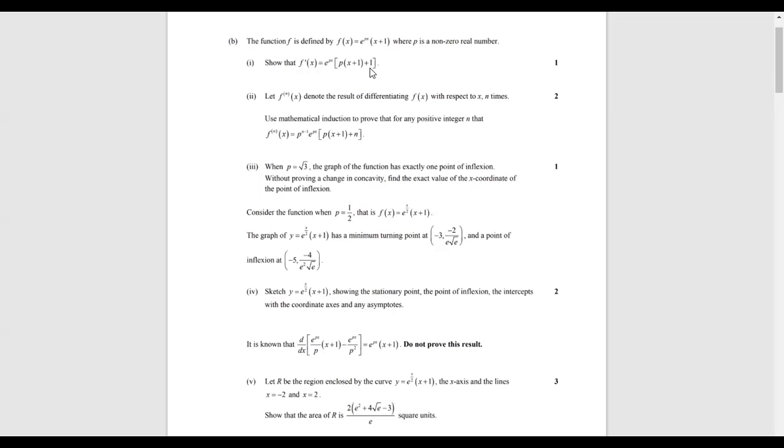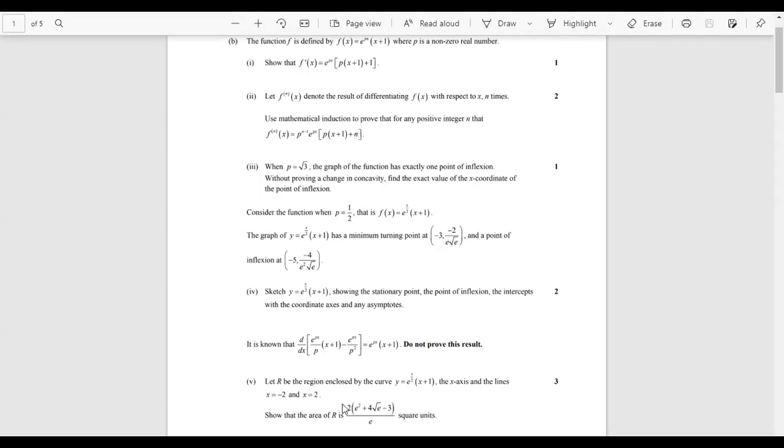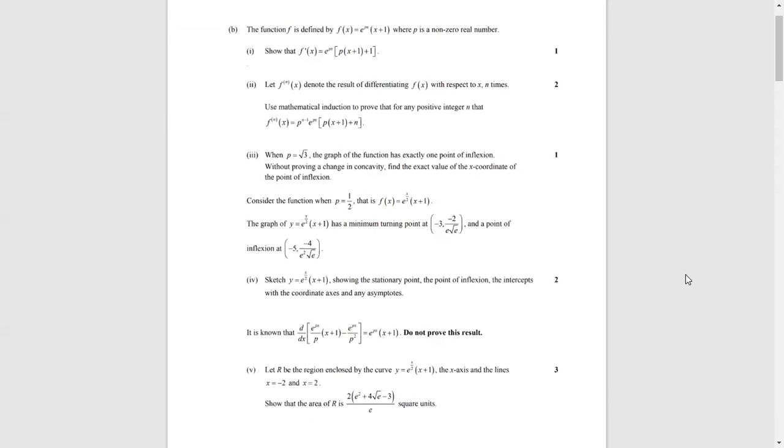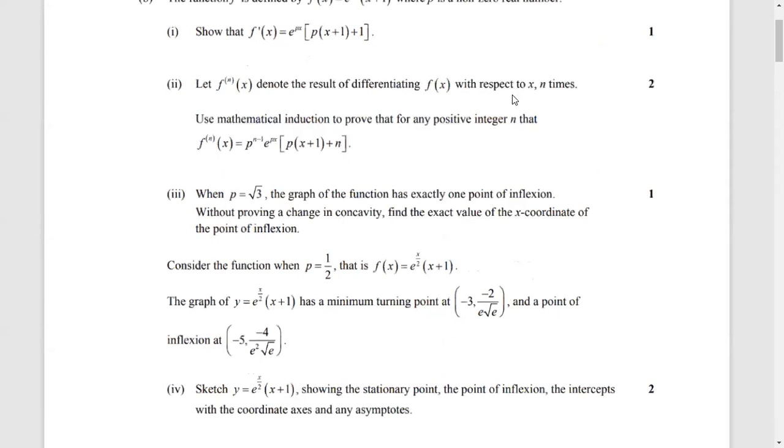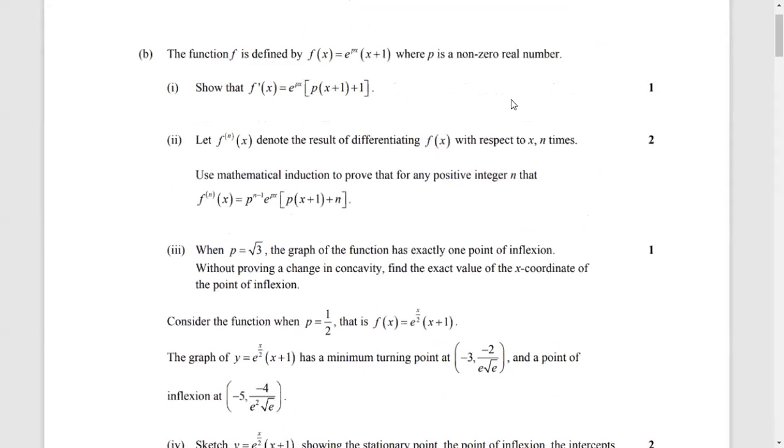So here we have a question that's basically got us to do some bit of induction as well as some graphing and then some sort of region as well in terms of area. So a little bit of a mix. Now, the first question asks us, you've got a function f(x) equals e to the px times (x plus 1), where p is a non-zero number. Show that f dash x equals that. So you just got to derive that. And then you'll need to show the nth derivative is this using induction. So let's focus on those for now.